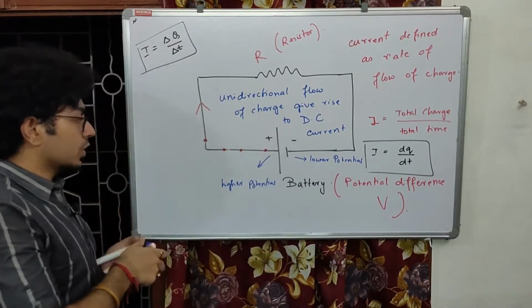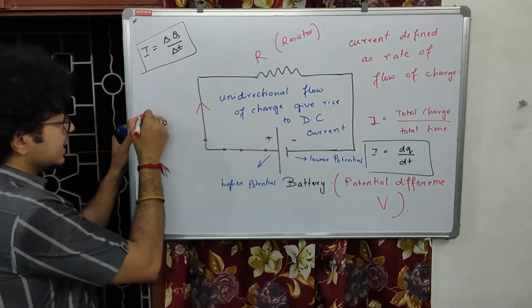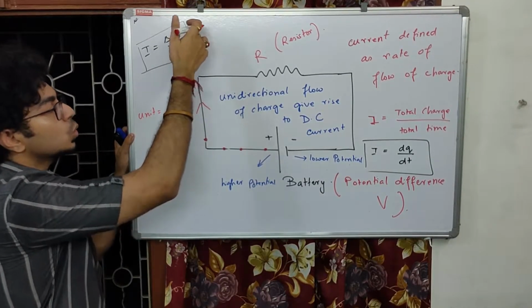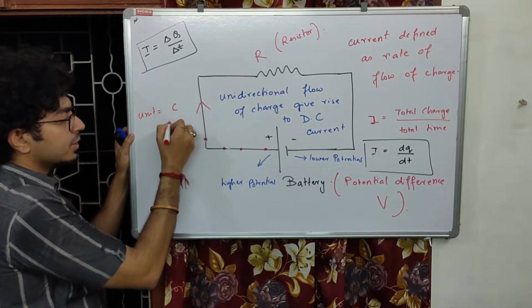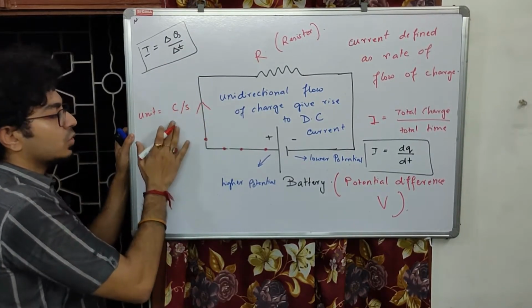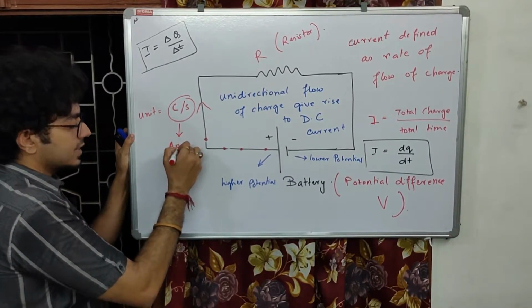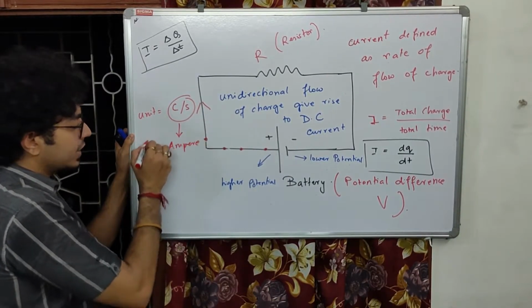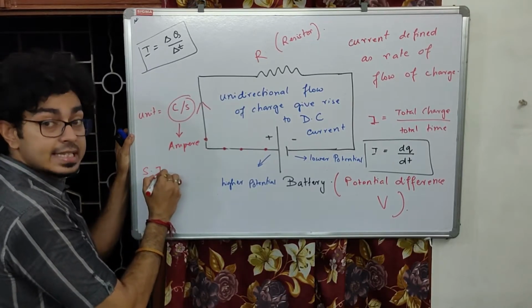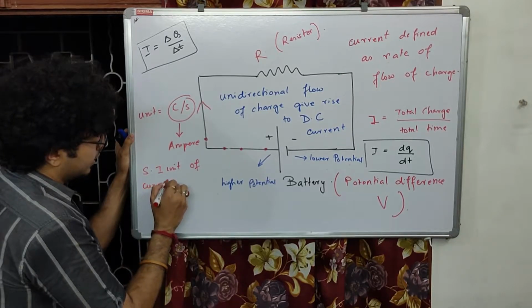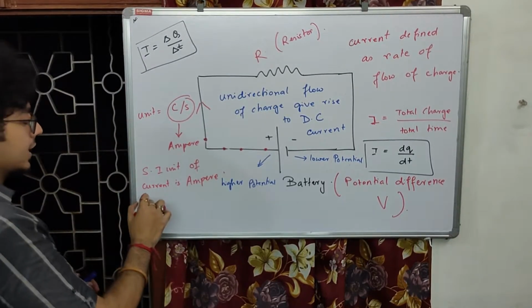The SI unit of current can be understood from here: coulomb by time. So it can be written as coulomb per second, but we name this ampere. So the SI unit of current is ampere.